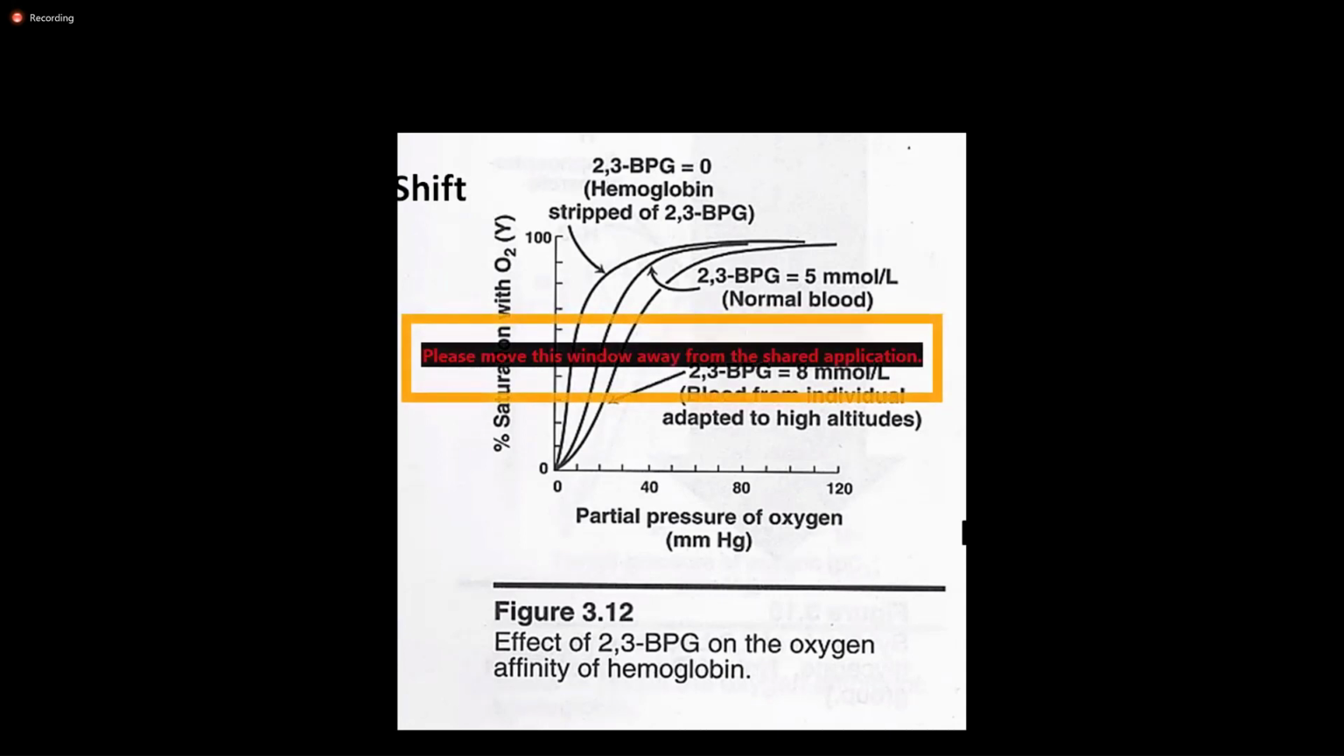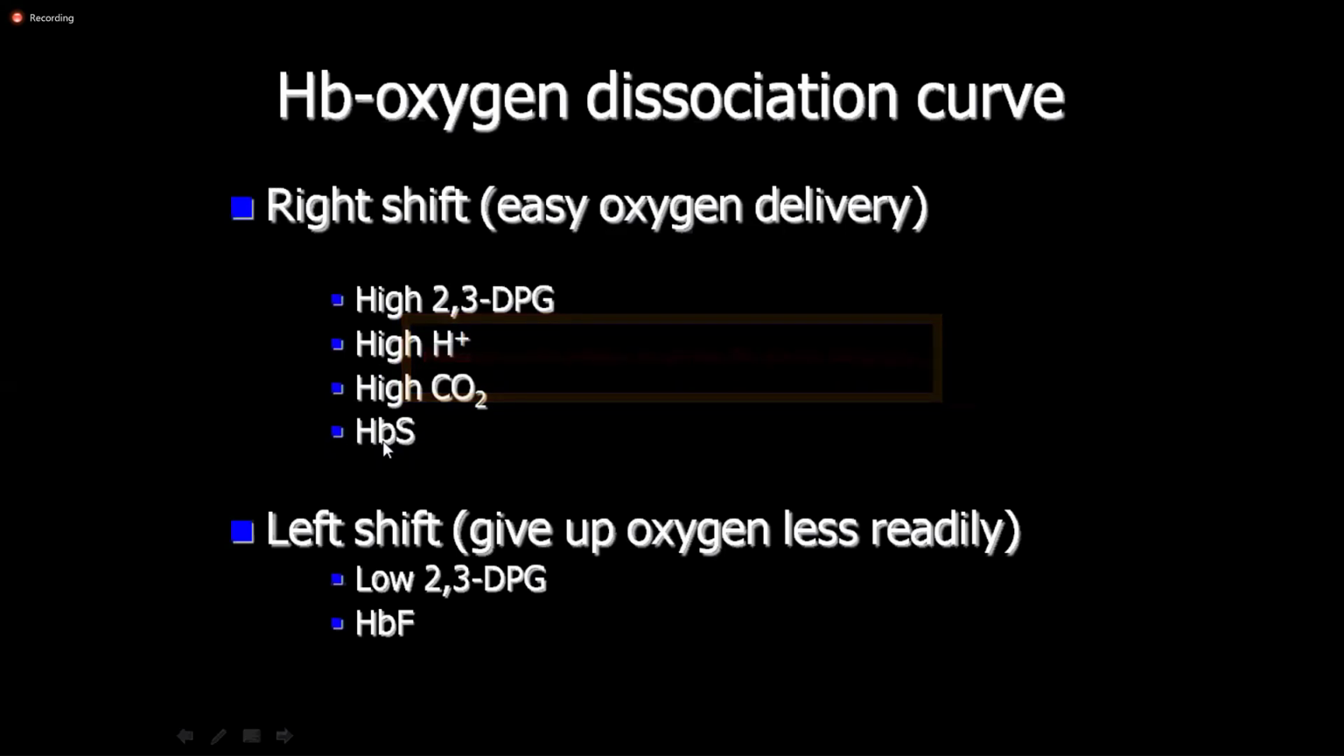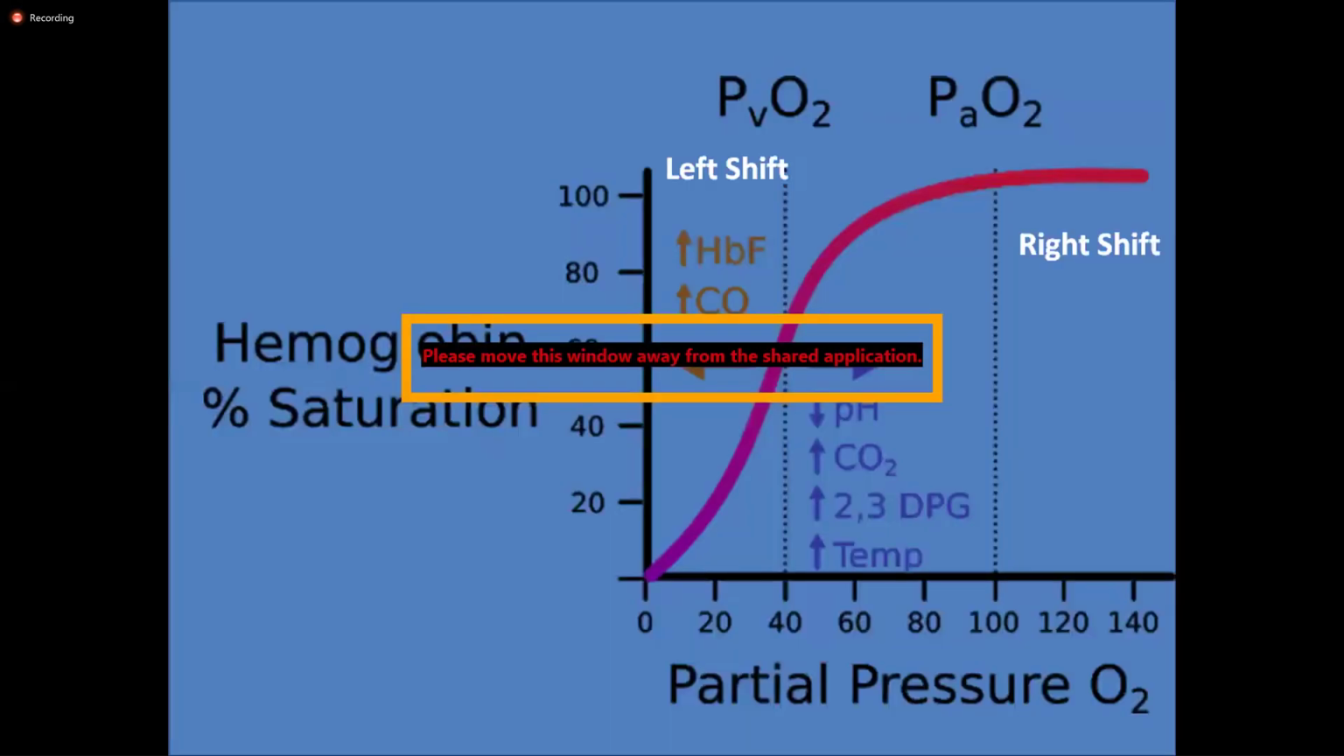You see, already we have talked about the 2,3-BPG and the pH. Okay, so the right shift is due to 2,3-BPG, high hydrogen ion concentration, high carbon dioxide, and high sickle cell hemoglobin. Sickling hemoglobin also shifts towards the right. It means it delivers oxygen very easily. And the left shift is due to fetal hemoglobin. So for the right shift: low pH, carbon dioxide, 2,3-BPG, and even temperature.